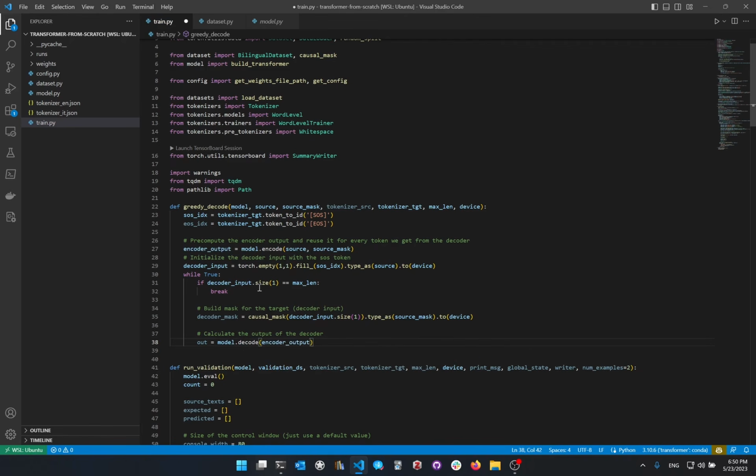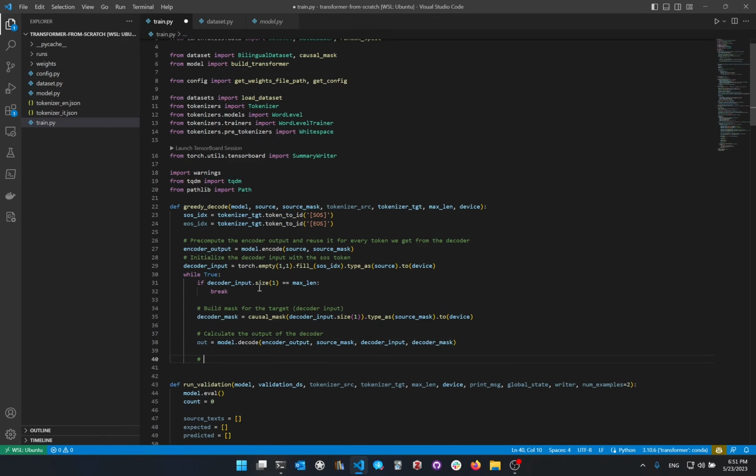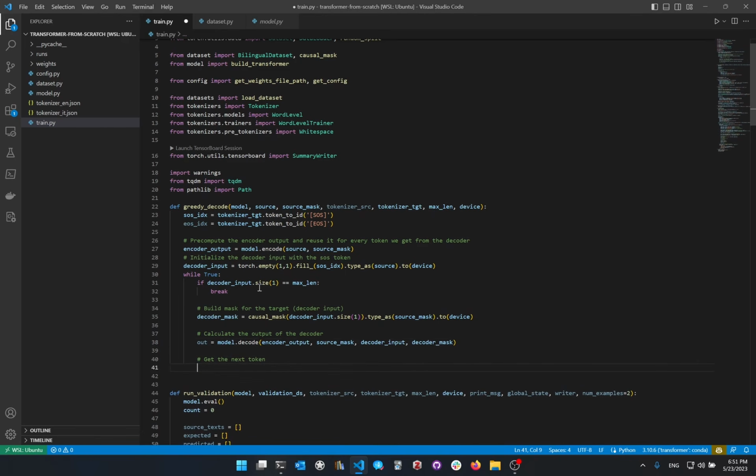We reuse the output of the encoder for every iteration of the loop. We reuse the source mask, so the input, the mask of the encoder. Then we give the decoder input along with its mask, the decoder mask. And then we get the next token. So we get the probabilities of the next token using the projection layer. But we only want the projection of the last token, so the next token after the last we have given to the decoder.